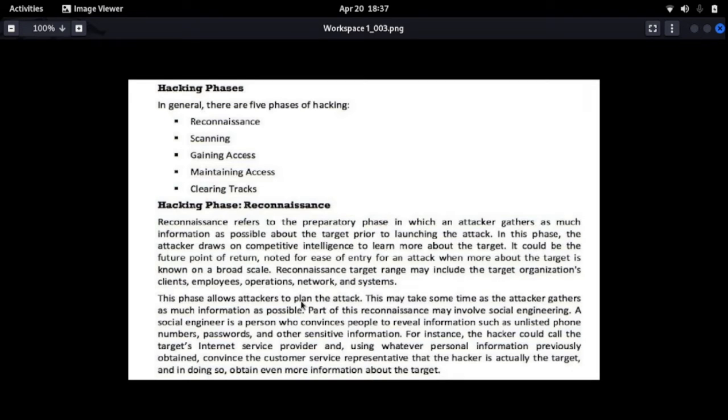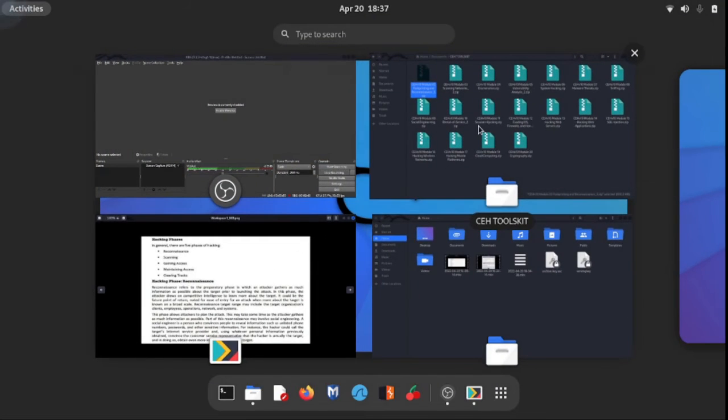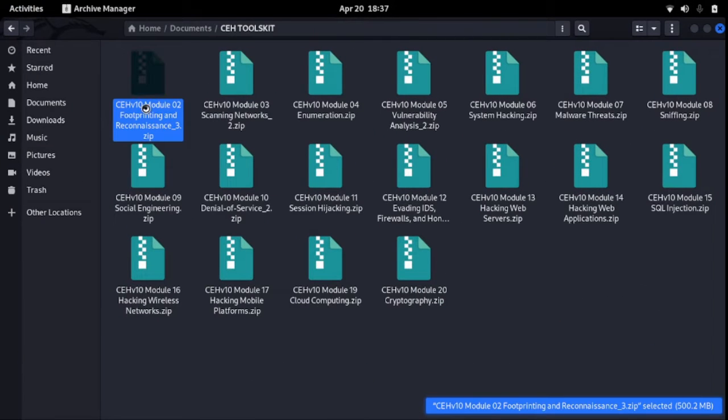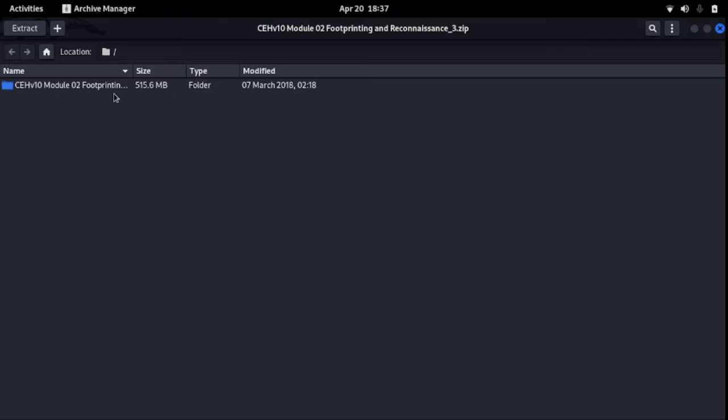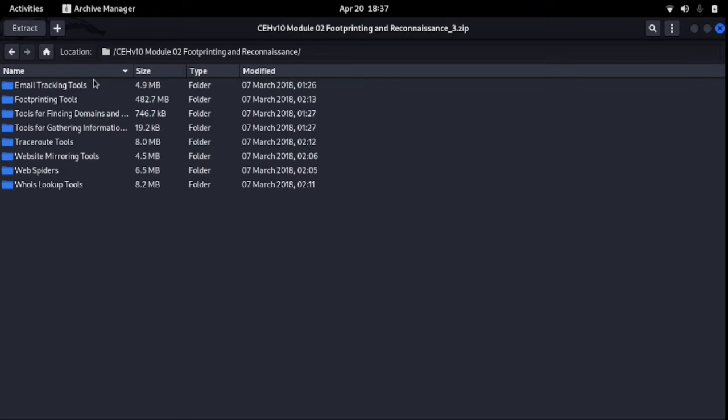Just try to see how you can gather as much information as possible. And we have some tools that could help us on that. When I told you I'll be sharing all of these things, I meant it. Now you see under the reconnaissance phase, we have the email tracking tools, footprinting tools, tools for finding domains, a lot of them as you can see. Let's look at this footprinting.